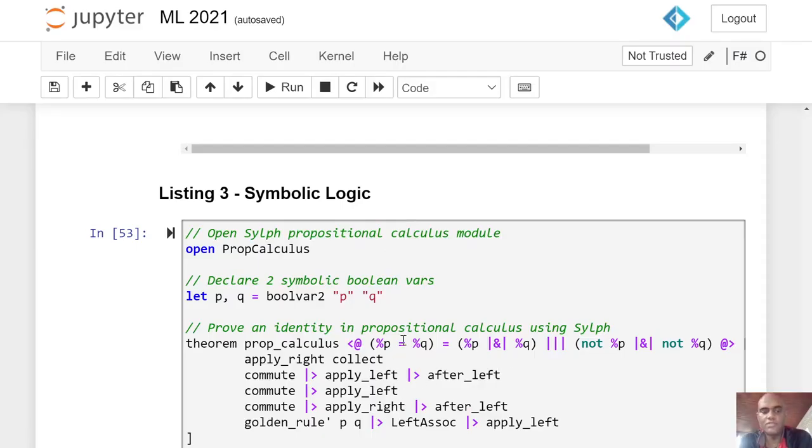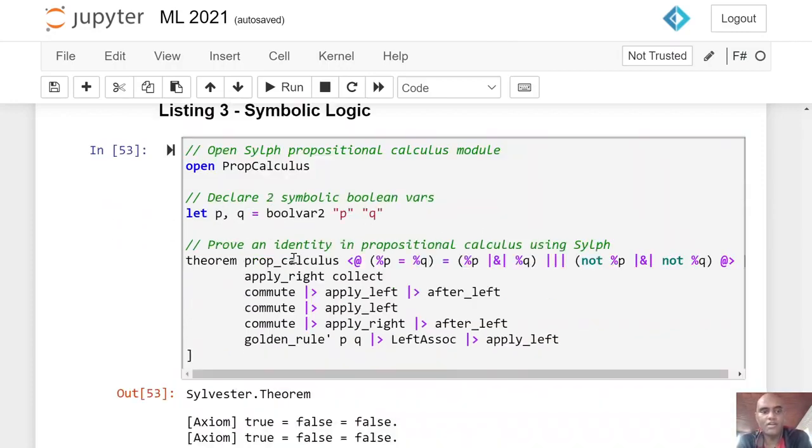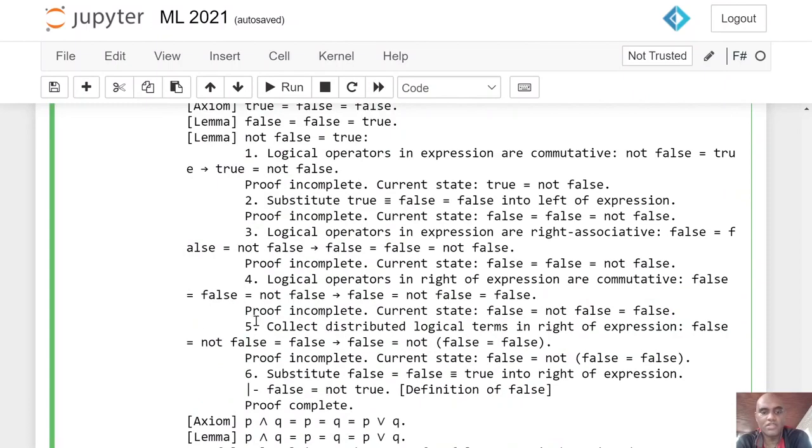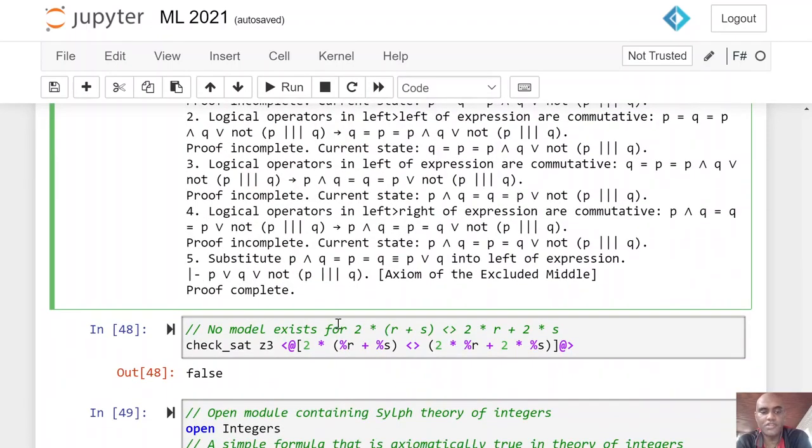So you can look at an example of symbolic logic here. We have a theorem in propositional calculus that we want to prove using SELF. We're using F# quotations to try and prove this theorem. This is the theorem we want to prove, these are the rules that we use, and this is the complete proof that gets printed out.